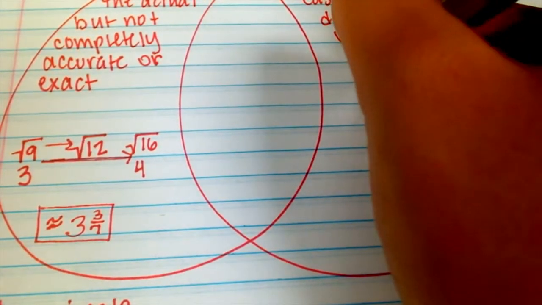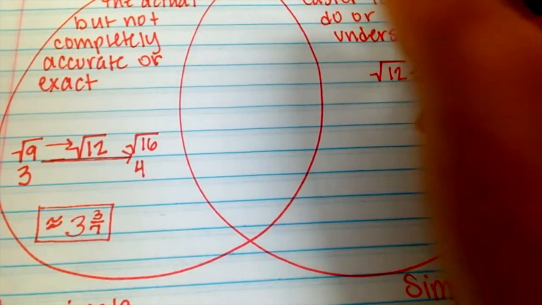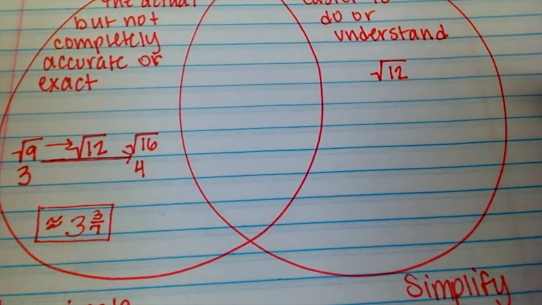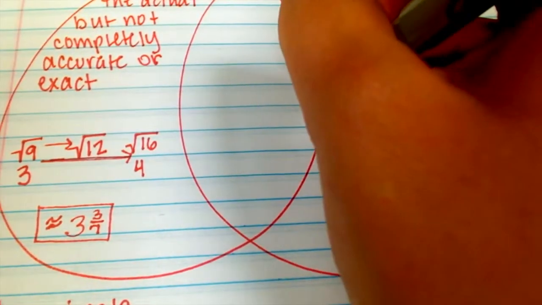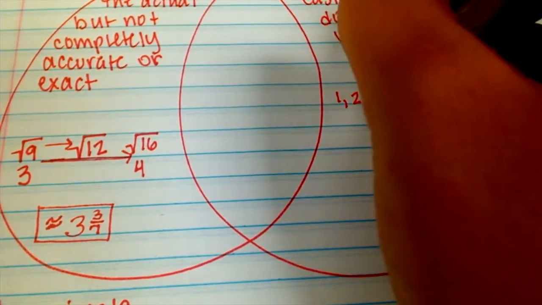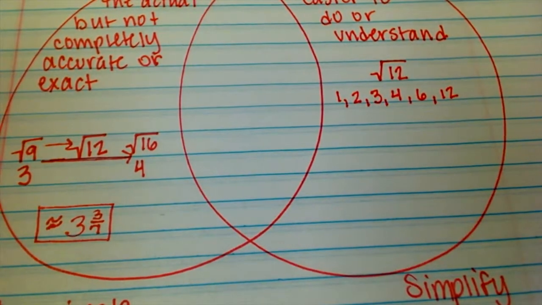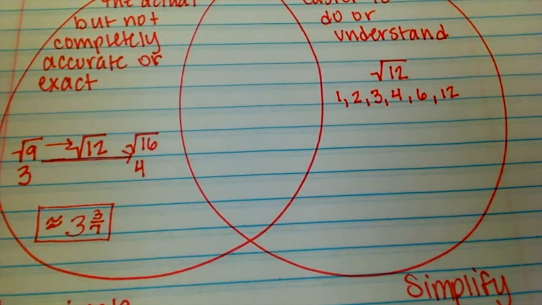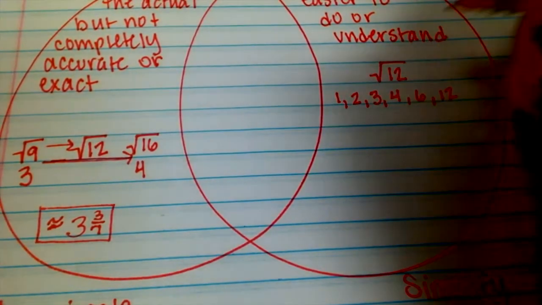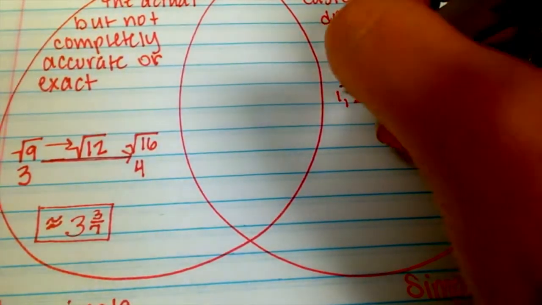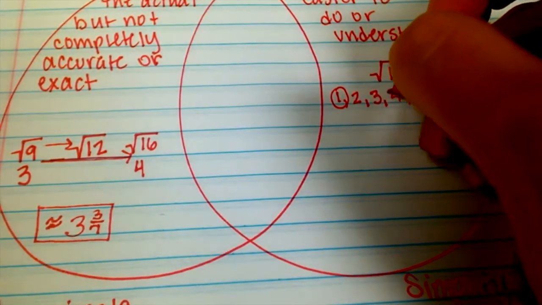So we have the square root of 12, and we're going to practice this more. But the first step is to list all of the factors of 12. So that is 1, 2, 3, 4, 6, and 12. 5 is not a factor of 12. 5 times what would give me 12? Oh, okay. Never mind. I get it. Now I'm going to go through and circle all of the perfect squares. So that is 1 and 4.